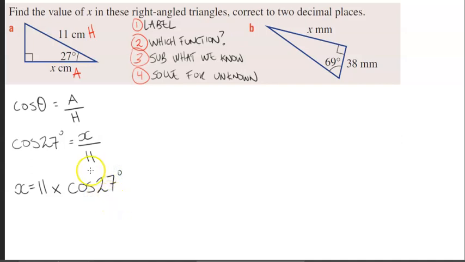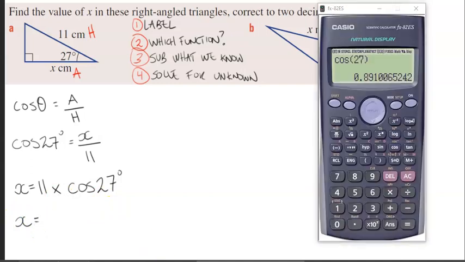That is all you do, no matter what these numbers are, no matter what this length is, no matter what this degree is. If the letter is on top, you just multiply this by this to get your x length. So on your calculator, you would put 11 multiplied by cos 27, and that will be 9.80.